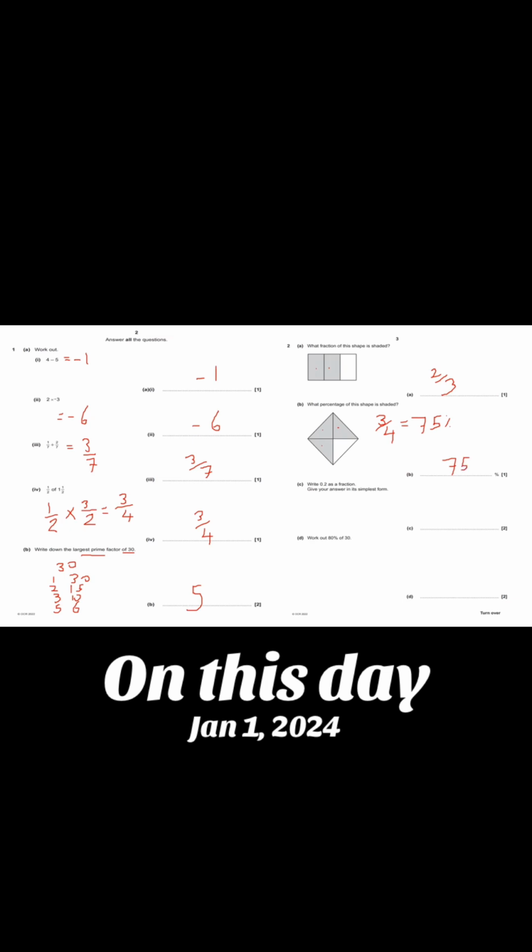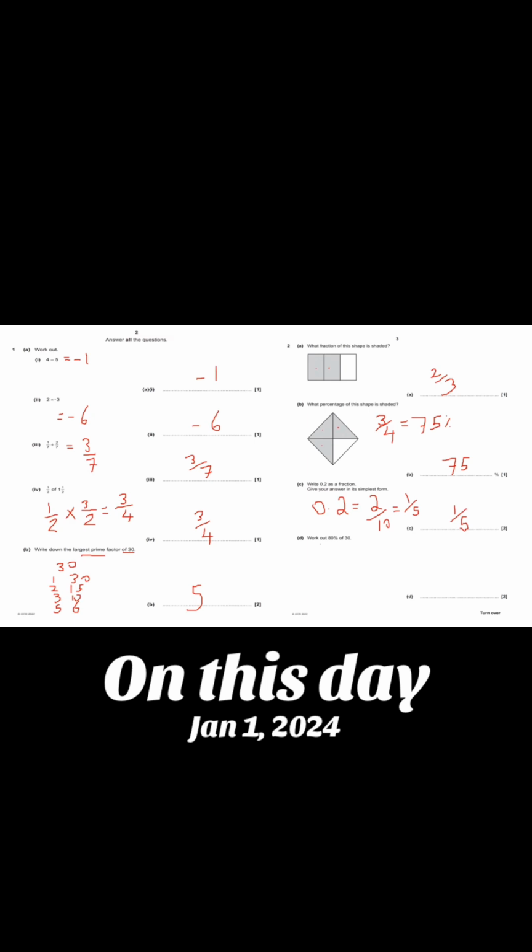If you're not sure about that, please check out my other videos on how to convert between a fraction, decimal, and percentage. Part C: write 0.2 as a fraction, giving your answer in its simplest form. Looking at place value, 2 is in the tenths column, so it's 2/10. Dividing top and bottom by 2 because it's an even number, I get 1/5. There's 1 mark for getting 2/10 and another mark to simplify your fraction in the mark scheme.